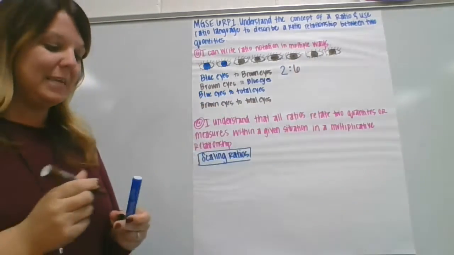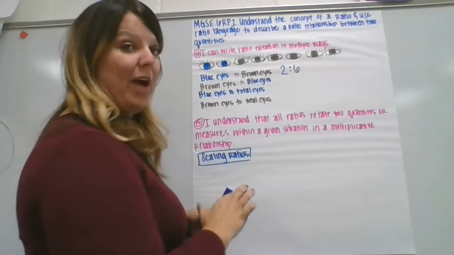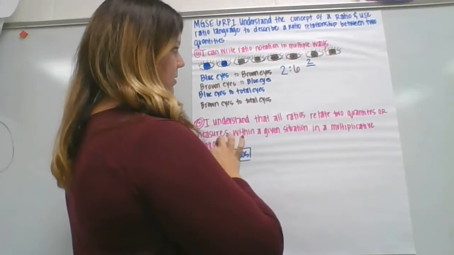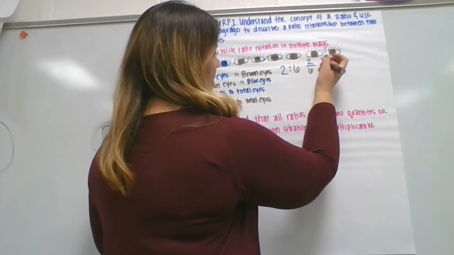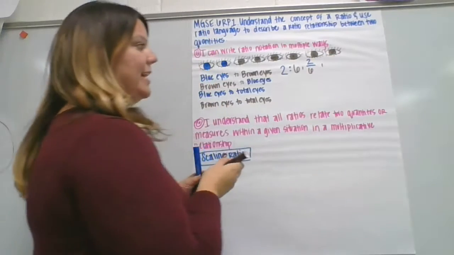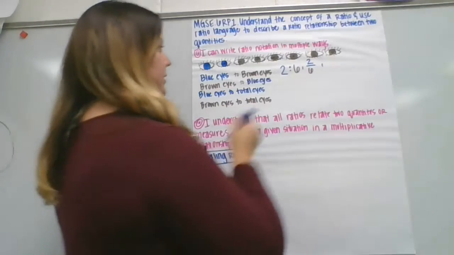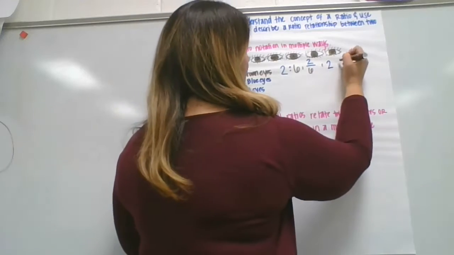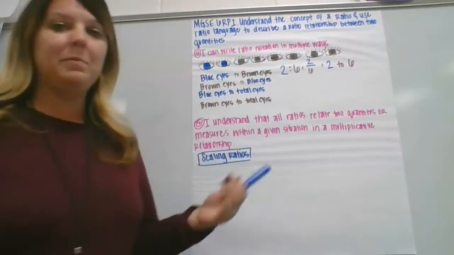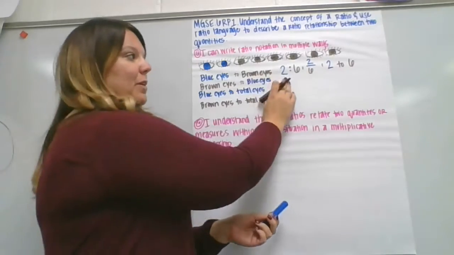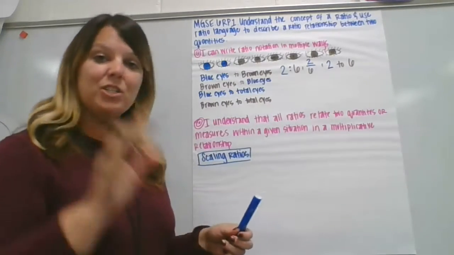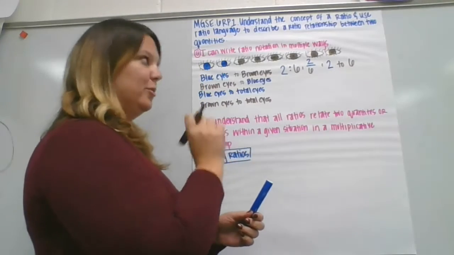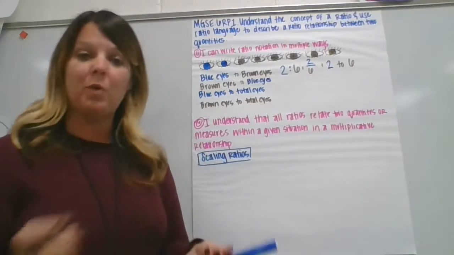That can be written with a colon. It can also be written as a fraction. And it can also be written using the word "to." So simple enough. You need to know how to write a ratio. It can be written with a colon, 2 to 6, as a fraction, 2 over 6, and simply with the word, 2 to 6.